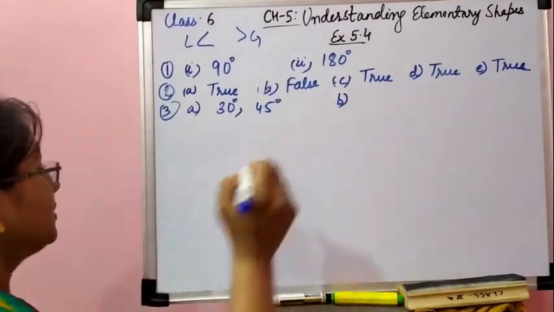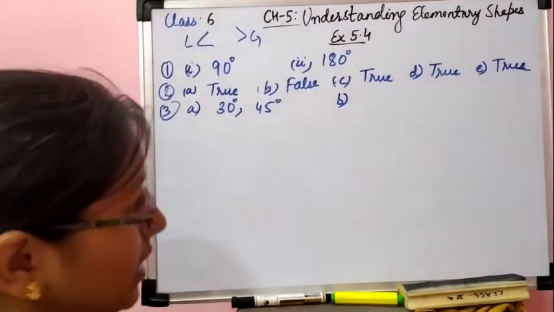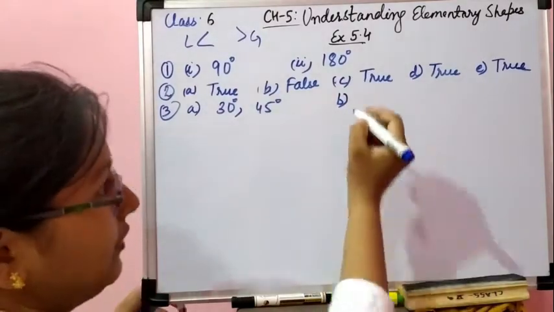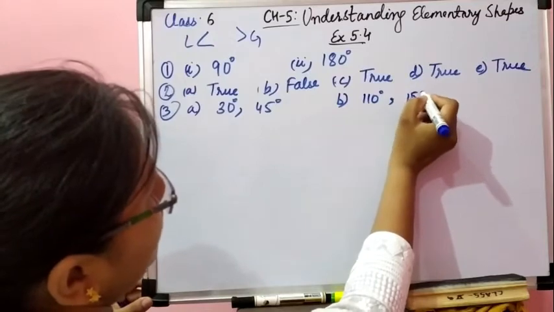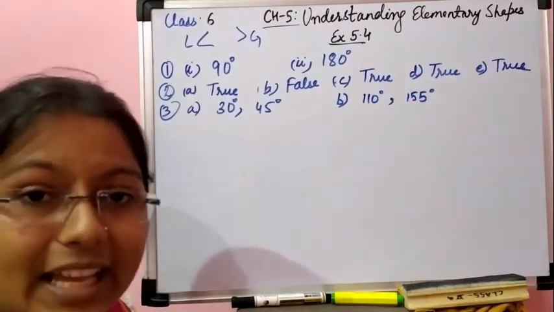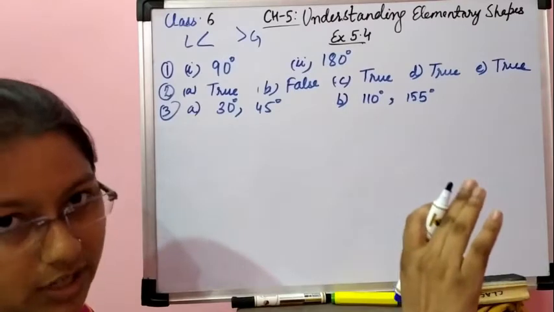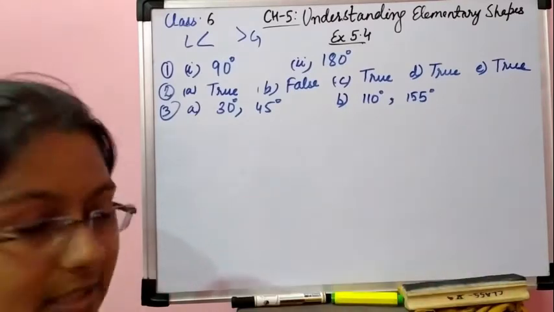Similarly for B part, some obtuse angles: more than 90 and less than 180 we have to see. So I am writing 110 degrees and 155 degrees. You can write any number. It's completely your choice. You can write an answer completely different from mine.